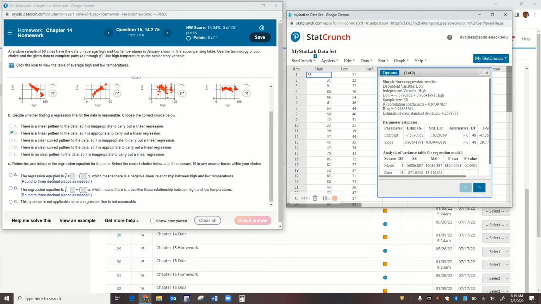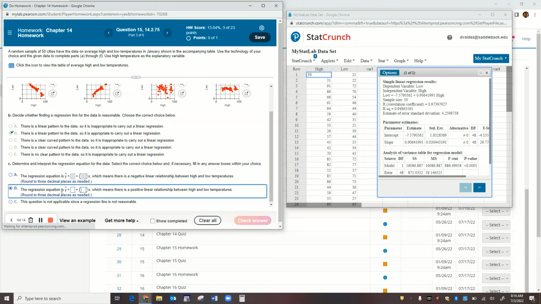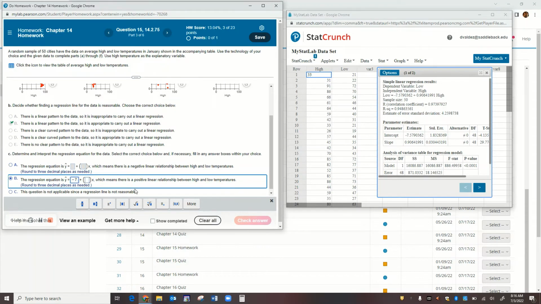So the regression is, and then is there either a negative or a positive linear relationship? Well, look at the slope. The slope's positive. So I'm going to enter my answer on B because there's a positive relationship. They want the y-intercept first. So negative 7.579. And then the slope is 0.906.